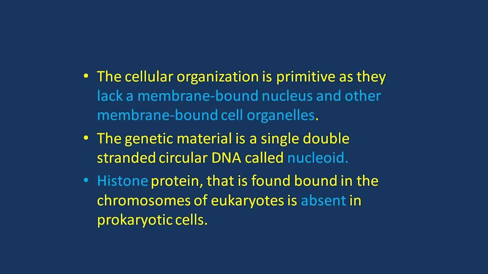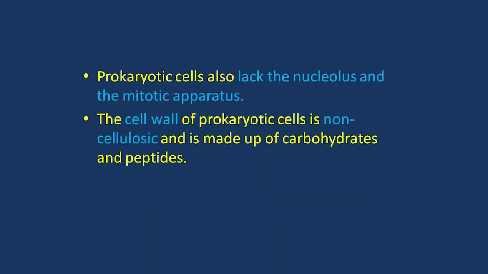They lack a membrane-bound nucleus, as I told you before, and other membrane-bound organelles. The genetic material is a single double-stranded DNA called nucleoid. Histones, which are associated with the DNA of eukaryotes, are absent in prokaryotes. Prokaryotic cells also lack a nucleolus and a mitotic apparatus. Mitotic apparatus consists of spindle fibers and astral rays which are formed during cell division. The cell wall of prokaryotic cell is non-cellulosic. It is made up of carbohydrates and peptides.